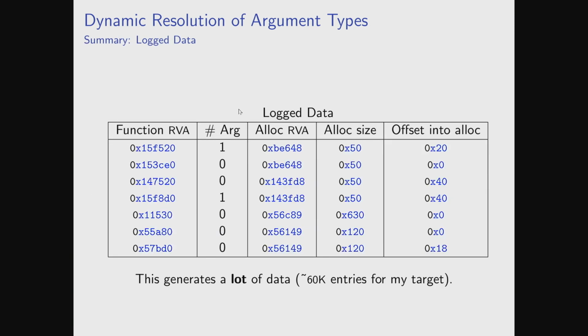So we generate a lot of data in this fashion, 60,000 entries for my target. But that's a good thing because this data is extremely valuable.